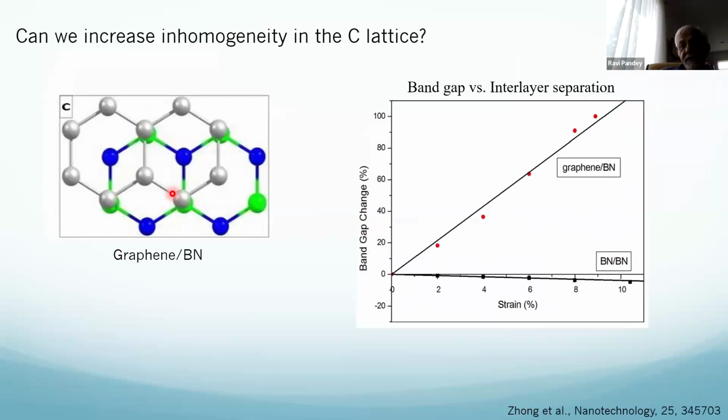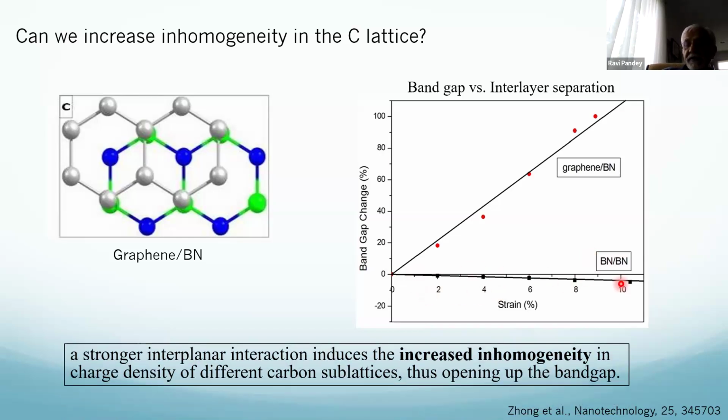So what we do is, this is our equilibrium, and we are looking at the change in the band gap by reducing the distance between these two monolayers. And you find indeed that the gap really opens up; by about a 10% reduction in the interlayer distance, it is about 100%. If you do the same experiment with the boron nitride bilayer, nothing happens.